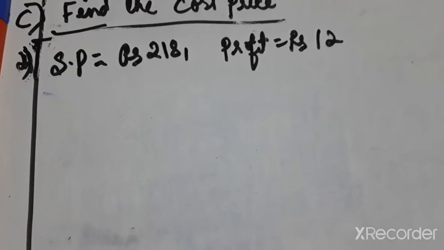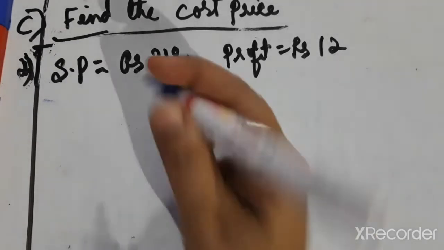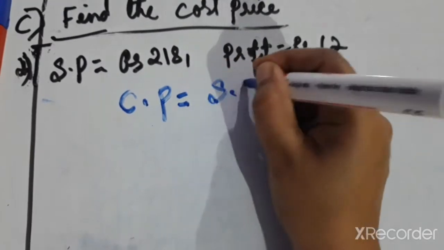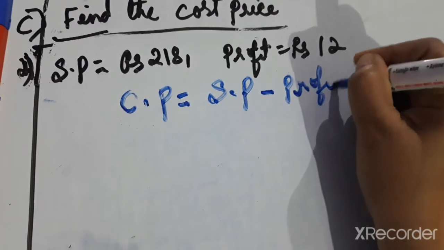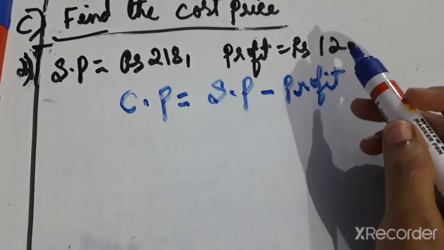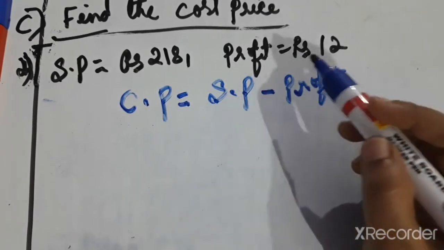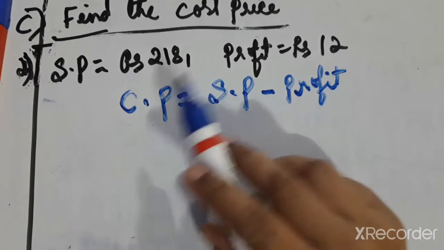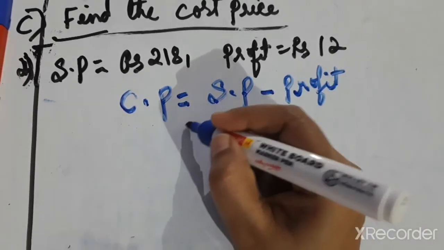Now here find the cost price. Selling price is 218 and profit is 12. Cost price is equal to selling price minus profit. When selling price and profit is given, the formula is cost price equals selling price minus profit. Profit means selling price is greater than cost price, so here we have to minus it.